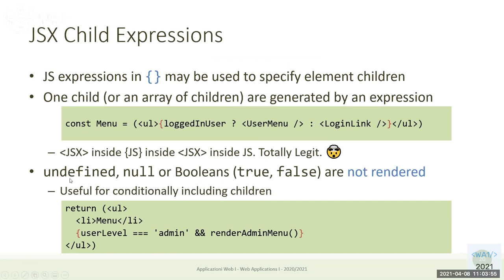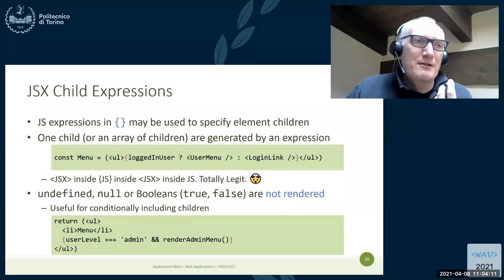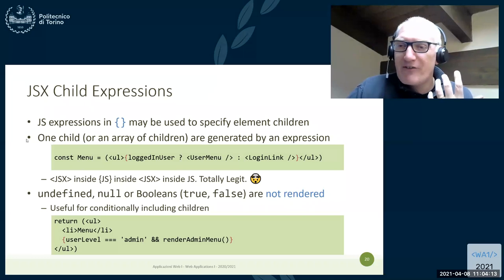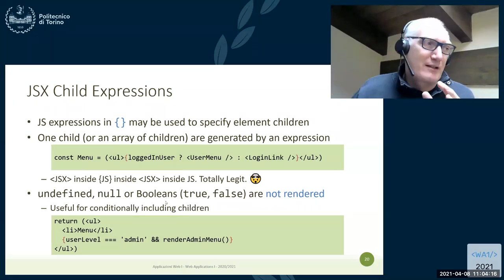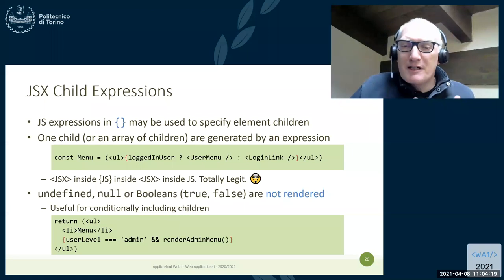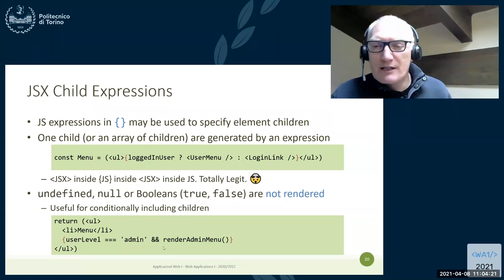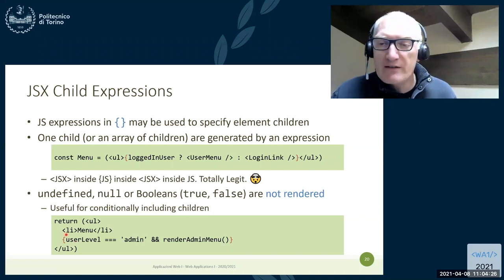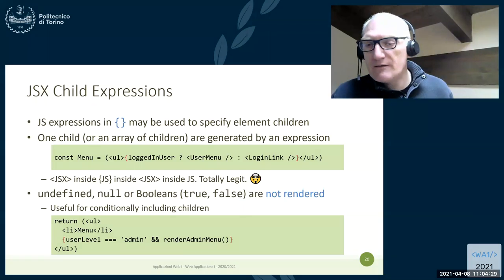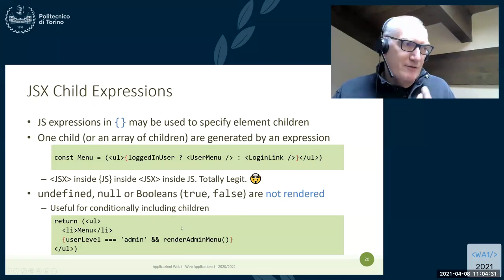A trick is that if I have an undefined or a boolean, both true and false don't render anything. So in this case you can suppress some part of the page by returning undefined. It's not an error inserting undefined into JSX, it just doesn't show anything. You don't need to return an empty string or something like that. You return true or false. If this is true, it renders nothing. If it's not true nor false, then you can return another part of the menu or something like that.